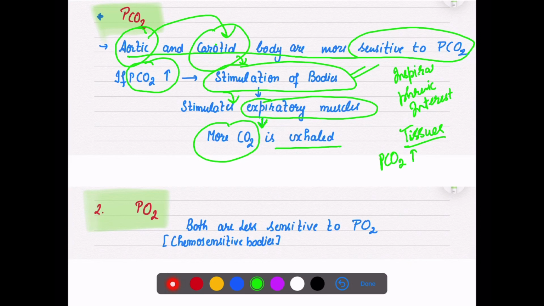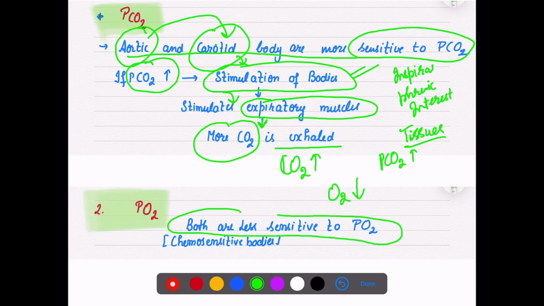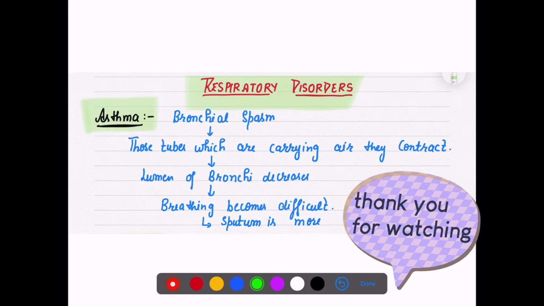As you know, if the CO2 increases, the partial pressure of O2 will decrease at that time. So they are less sensitive to oxygen because their function is more related to the expiratory muscles. That is why, whenever there is an increase in any part of your body, they get stimulated, expiratory muscles get activated, and they start exhaling the CO2, but they are not that sensitive to oxygen. The last one is the respiratory disorders.